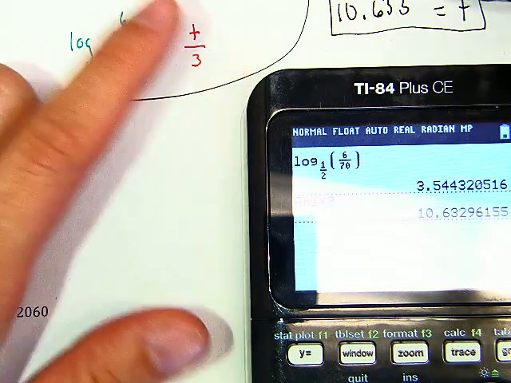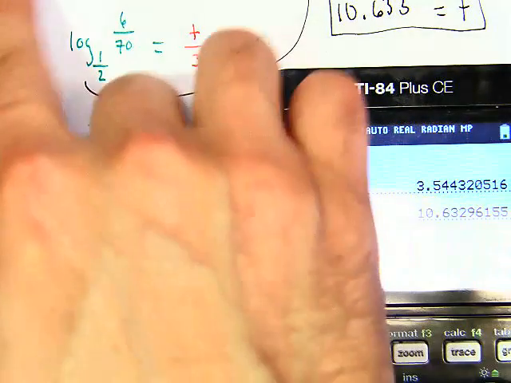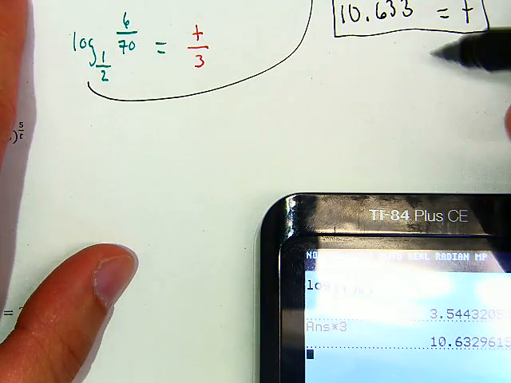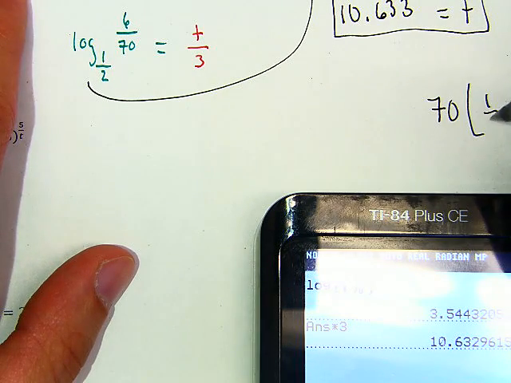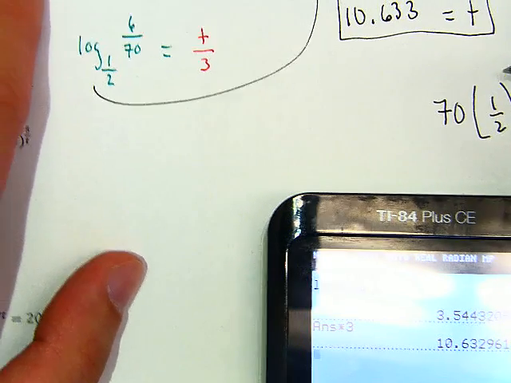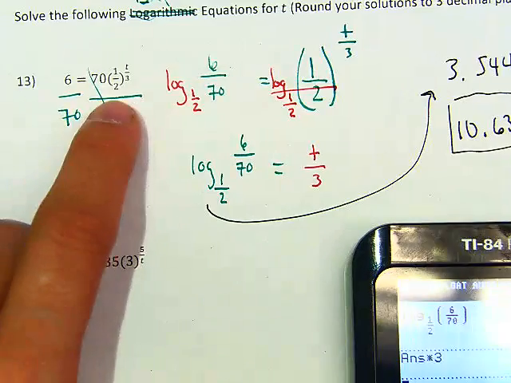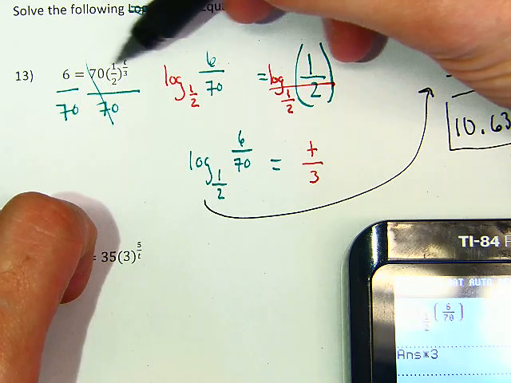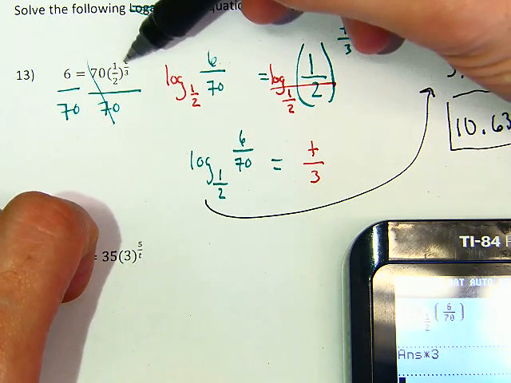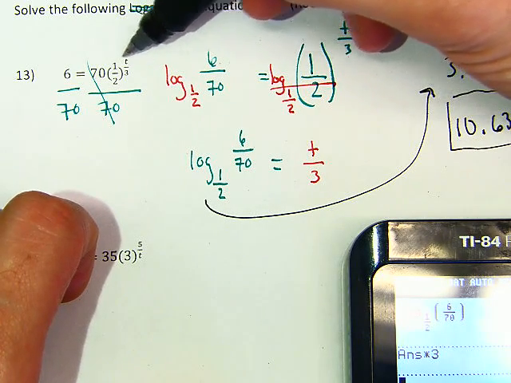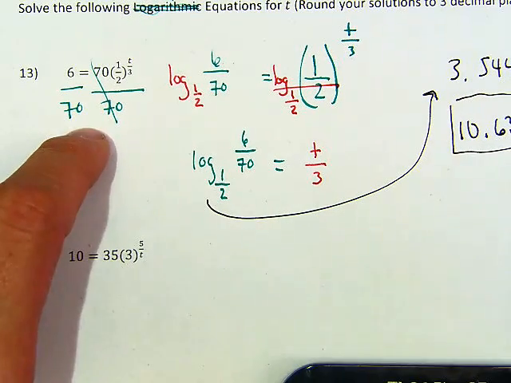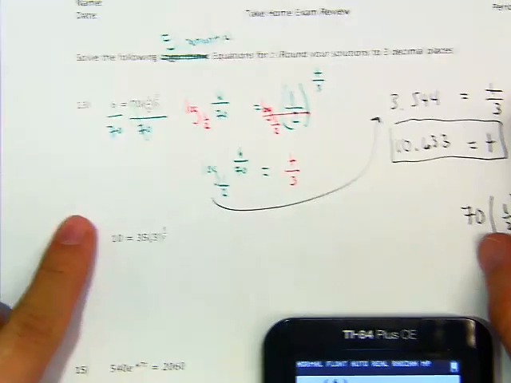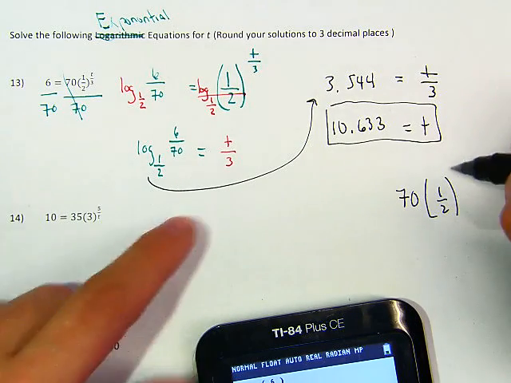And what does this mean? Let's look at the original equation. How would you check your work? Notice that the question is saying 70 times 1/2 to the t over 3. Oh, I'm sorry, over here. If you look at it, it's saying 70 times 1/2 to the t over 3 is equal to 6. So what's that value of t when you plug it in that makes this side equal to 6? It's equal to 10.633. So just to check, let's put this into our calculator.